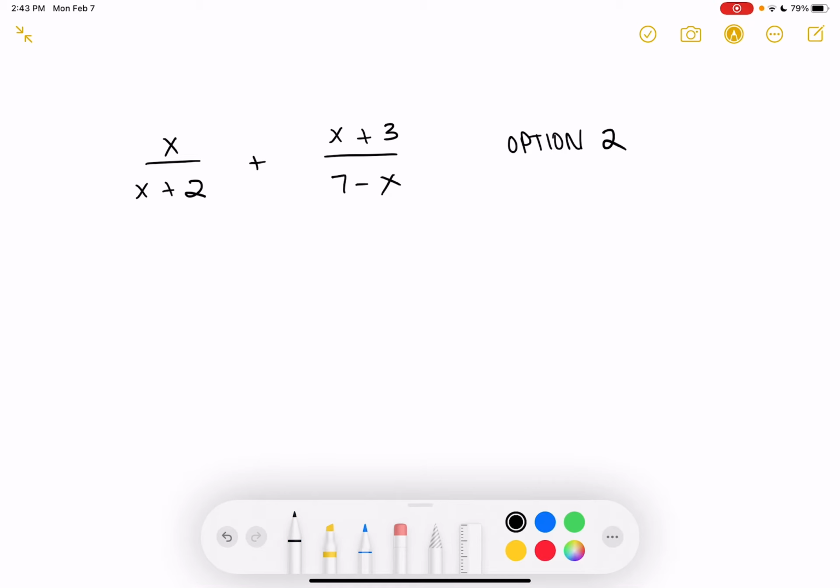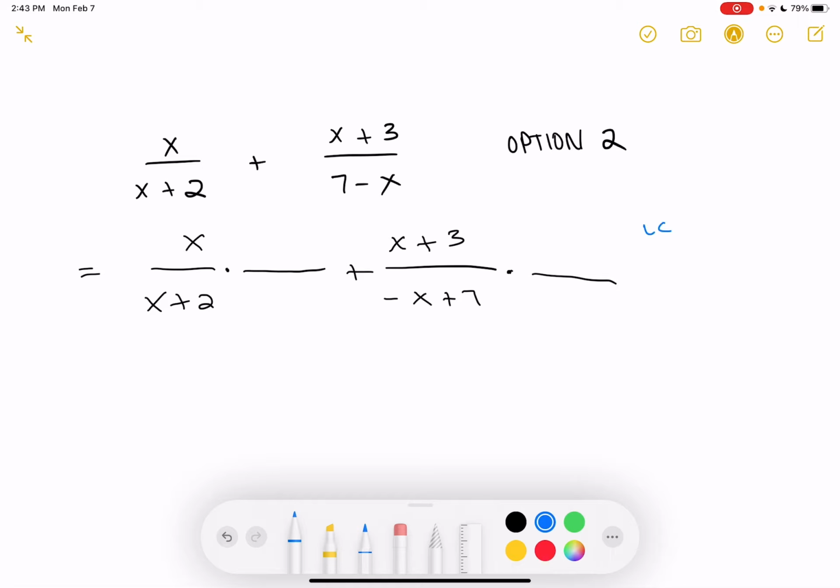Okay, let's go ahead and try a different way. Let's look at this as if we were to rewrite the problem with the x out front, because I think that might be what's throwing some people off. So instead of writing 7 minus x, I'm going to bring that negative sign with it and put a negative x plus 7. So now my lowest common denominator is x plus 2 times the quantity negative x plus 7.